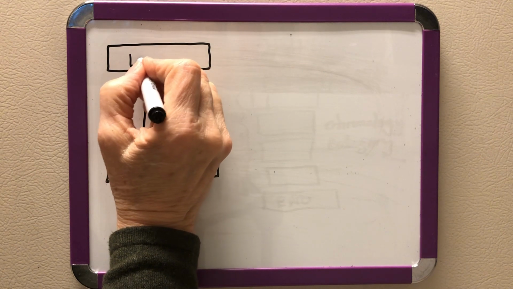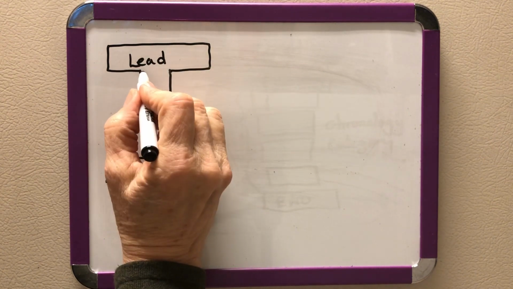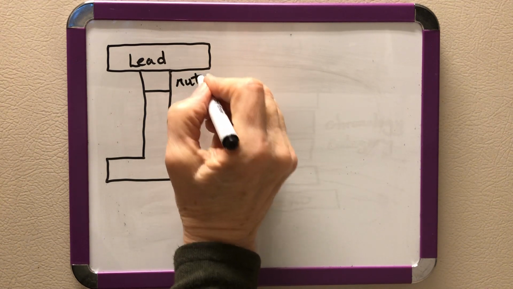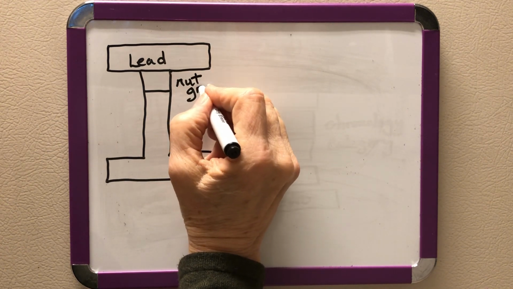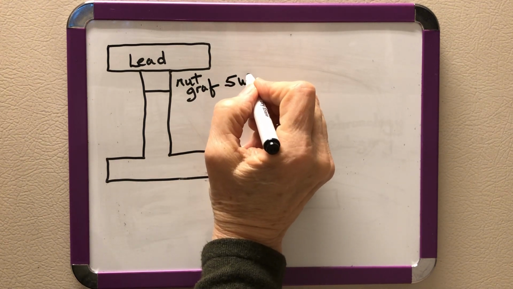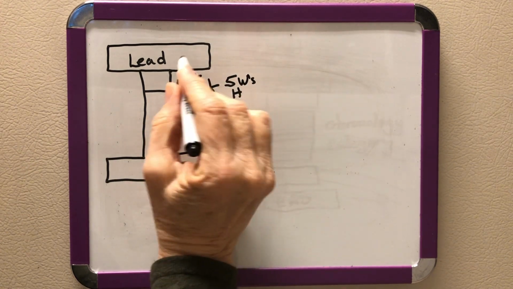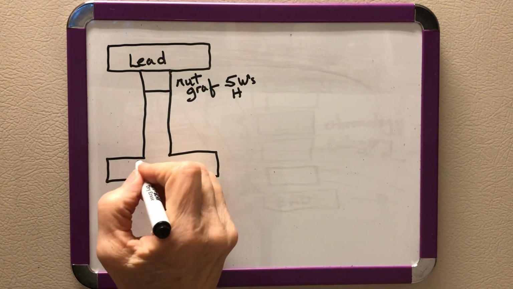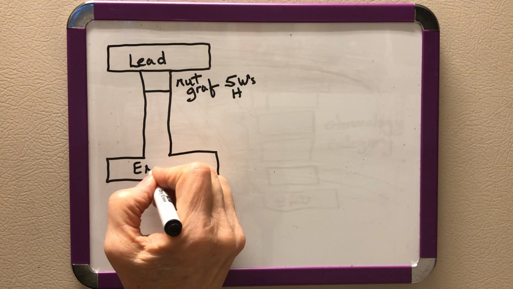We have a definite lead, we have an alternative lead, we have a nut graph that ties the lead to the rest of the story. This is where we answer our 5 W's and our H. Whatever we haven't said in the lead at this point, we're going to let people know what the story is about here. And then we have an end.